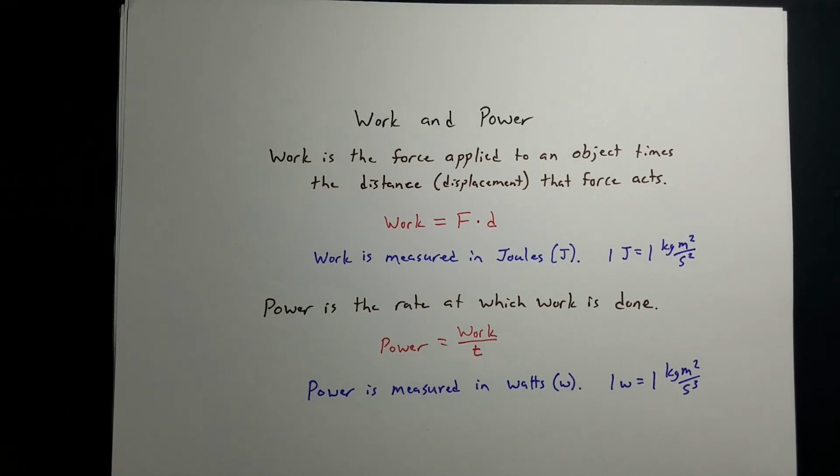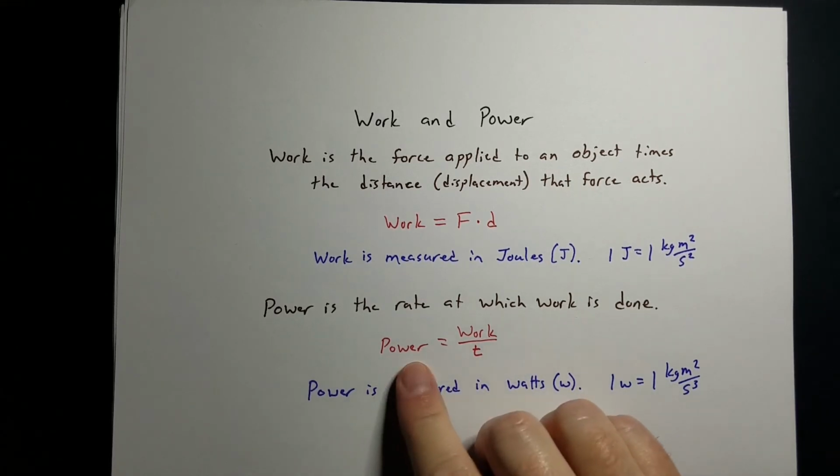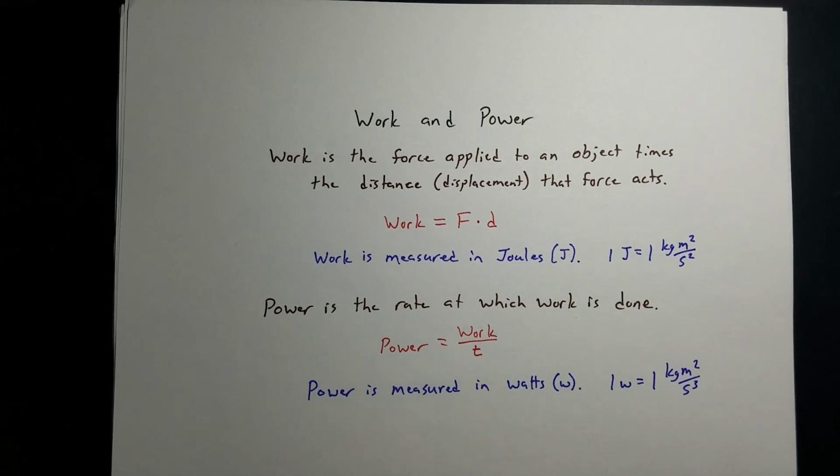Power is simply how quickly you can get a job done. So it's the rate at which work is done. And power is work divided by time. And we measure power in watts. And that's one metric unit that most people know fairly well. And 1 watt is 1 kilogram meter squared per second cubed. You see how these are similar?